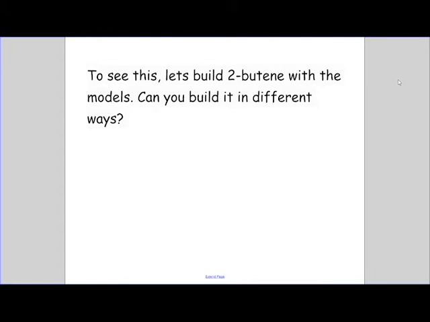Alright, so with 2-butene, if I were to draw them out on the board, what we should see as you were building them is that you'd start with these carbon-carbon double bonds. Then you could build it so the two carbons were facing in the same direction or in the same plane.